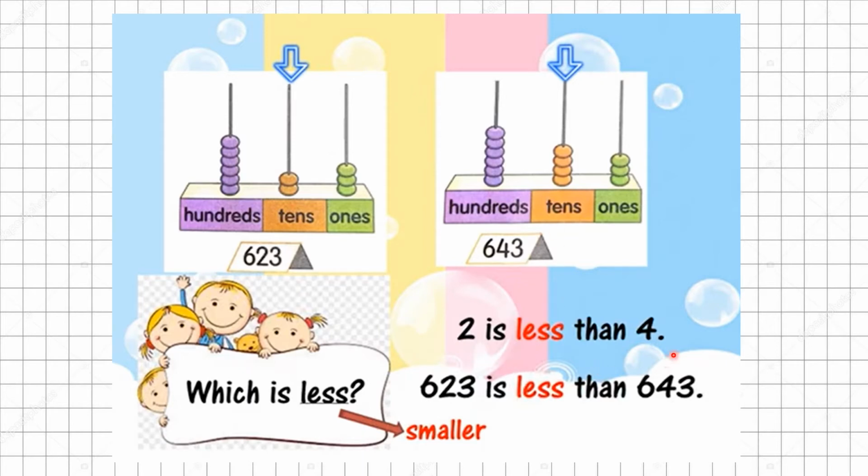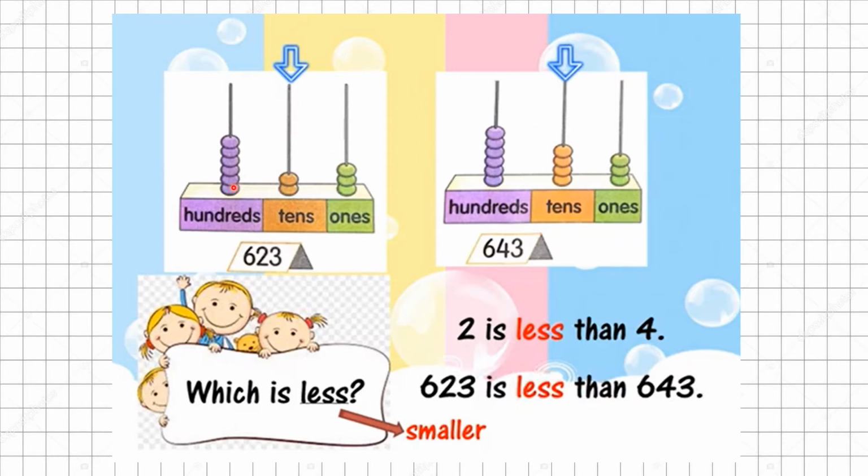Am I right? Okay, look at again. 2 less than 4. 2 mesti kecil daripada 4. Betul? So the answer will be 623 is less than 643. Okay?